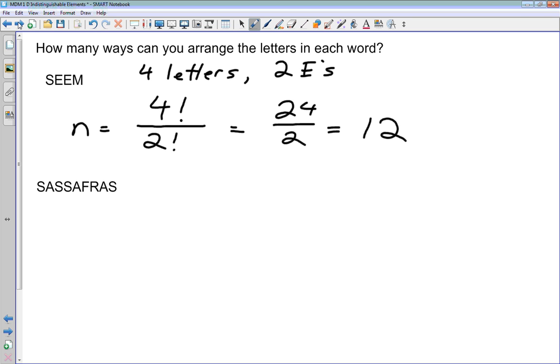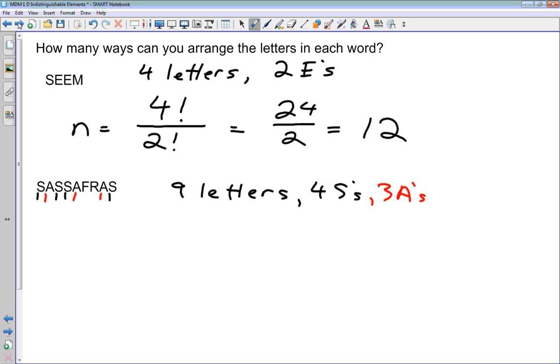A slightly longer word here. We've got sassafras. How many letters do we have? We've got 1, 2, 3, 4, 5, 6, 7, 8, 9 letters. How many of them are the same? Well, let's see. We've got 1, 2, 3, 4 S's. Let's switch colors here, 1, 2, 3 A's. Do I have any other letters that are the same? Nope, all that's left is F and R, and those are different.